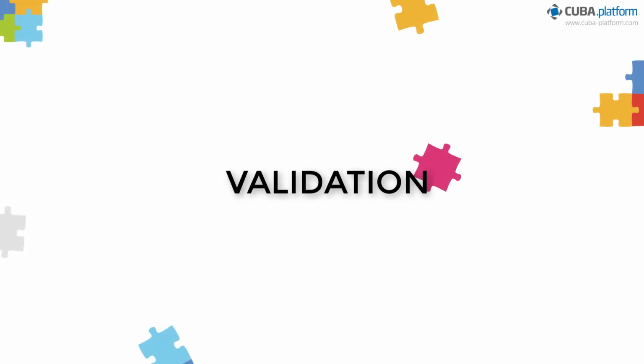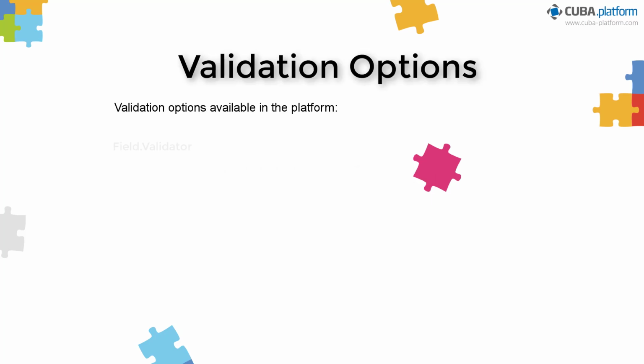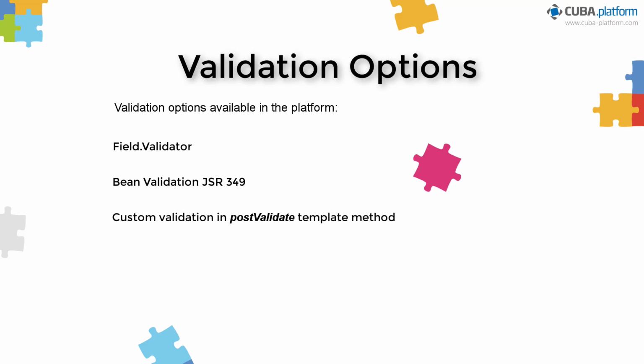Our next topic is data validation. Data validation is a common task that occurs in all layers of an application. Let us talk about validation options available in the platform. First of all, this is the field validator interface. Then this is bean validation. And the third approach of validation is the post-validate method.